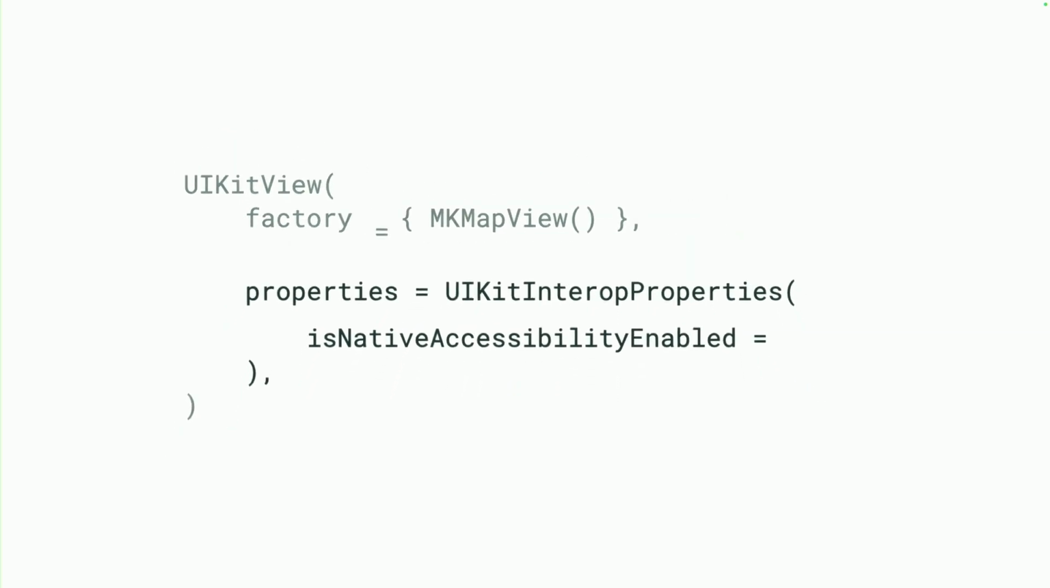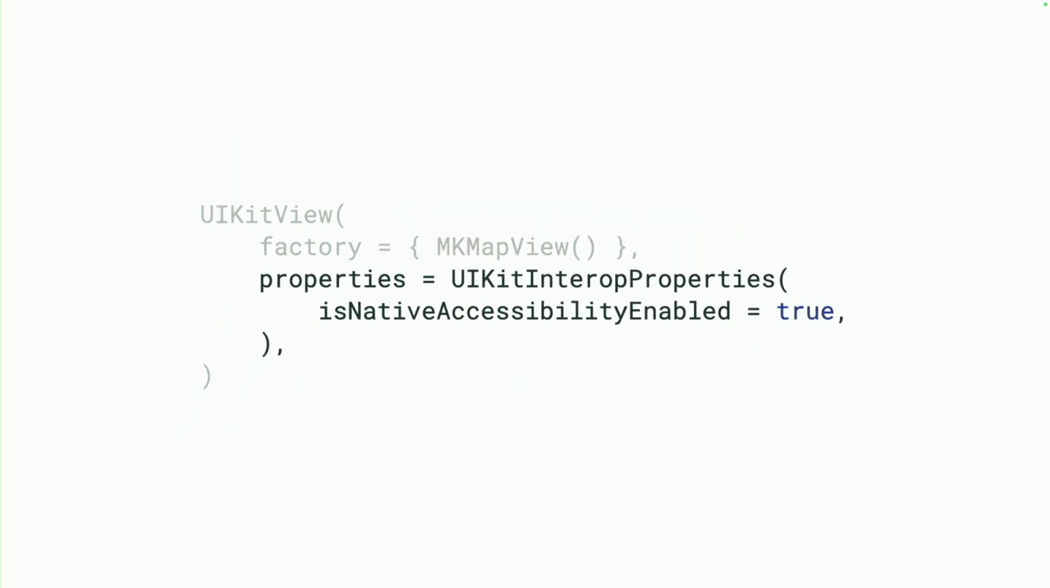But on the other hand, if we wanted to use all our accessibility handling from the native side, we could set that flag to true, and then anything we have in that map view will be used in the actual screen reader usage our customers see.